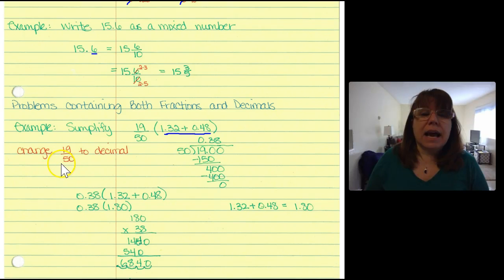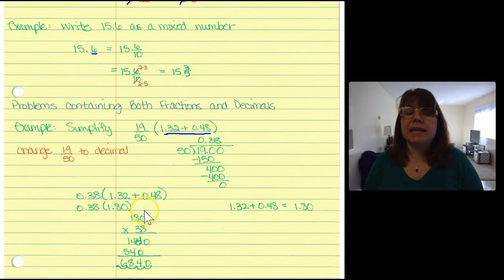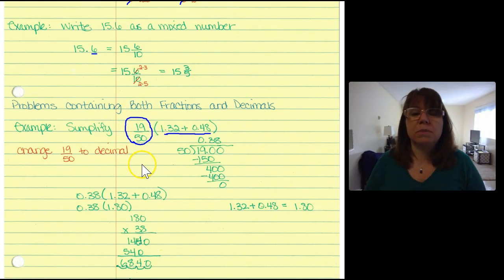But I can either at this point change my 1 and 8 tenths over to a fraction, a mixed number, and then into an improper fraction to deal with the fraction that's out to the multiply. Or I can change the 19/50ths to a decimal, and by doing that, everybody's in decimal. So if I change the 19/50ths into a decimal, there's two ways I can do it.